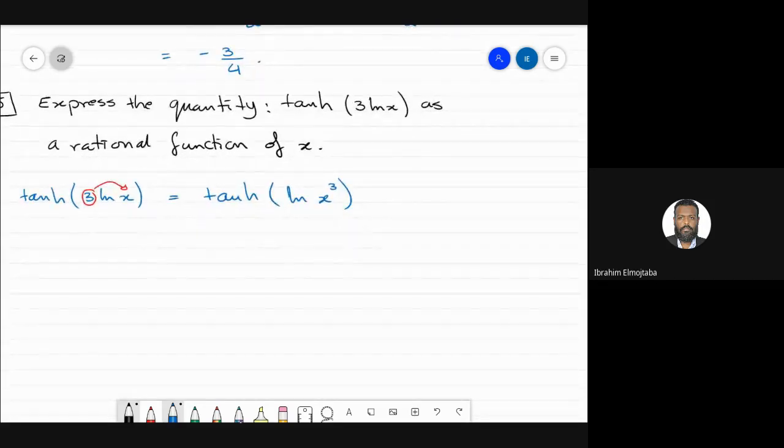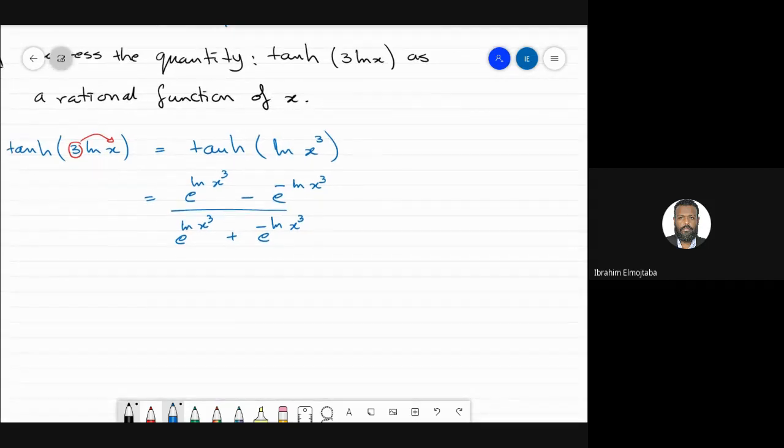وبعدين we can go back to the definition اللي هو راح يكون (e to the power ln x)^3 minus (e to the power minus ln x)^3 over (e to the power ln x)^3 plus (e to the power minus ln x)^3, right لأنه hyperbolic tan هو عبارة عن e to the power of inside minus e to the power minus الباور على e to the power plus e to the power minus الباور.